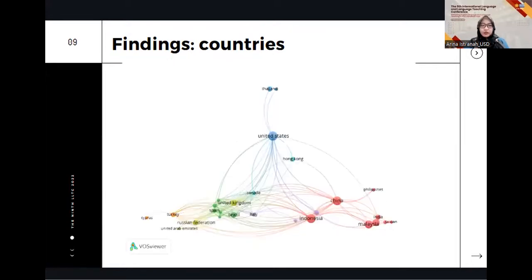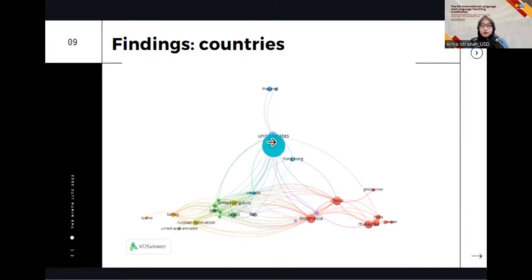The first visualization here shows how the countries are connected to each other in the publications. In the visualization, different colors show different clusters, showing the bibliographic coupling between publications and researchers. For example, if you pay attention to the red line, we have Indonesia, China, Malaysia, India, Philippines, and Taiwan that publish documents in the same publisher or the same journal.